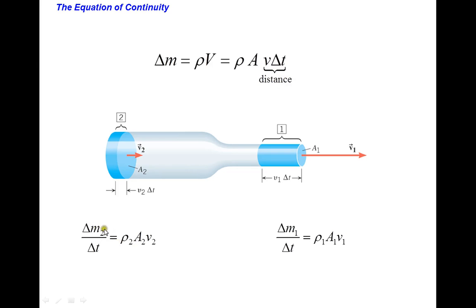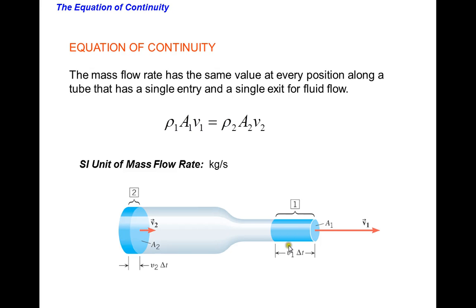So the mass flow rate here in section 2, rho 2 A2 V2, equals the mass flow rate here, because water's not being created or destroyed inside our pipe. It's all moving through it. It all has to go through every space the whole time. So we call this the equation of continuity. The mass flow rate has the same value at every position along a tube that has a single entry and a single exit for fluid flow. So rho 1 A1 V1 equals rho 2 A2 V2.